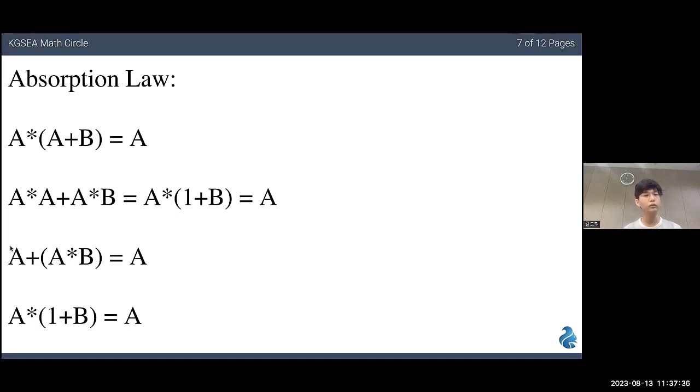Similarly, the OR absorption law states that A or (A and B) equals A. Using the same thing above, it can simply be factored into A and (1 or B), which equals A, as 1 or B is always 1.